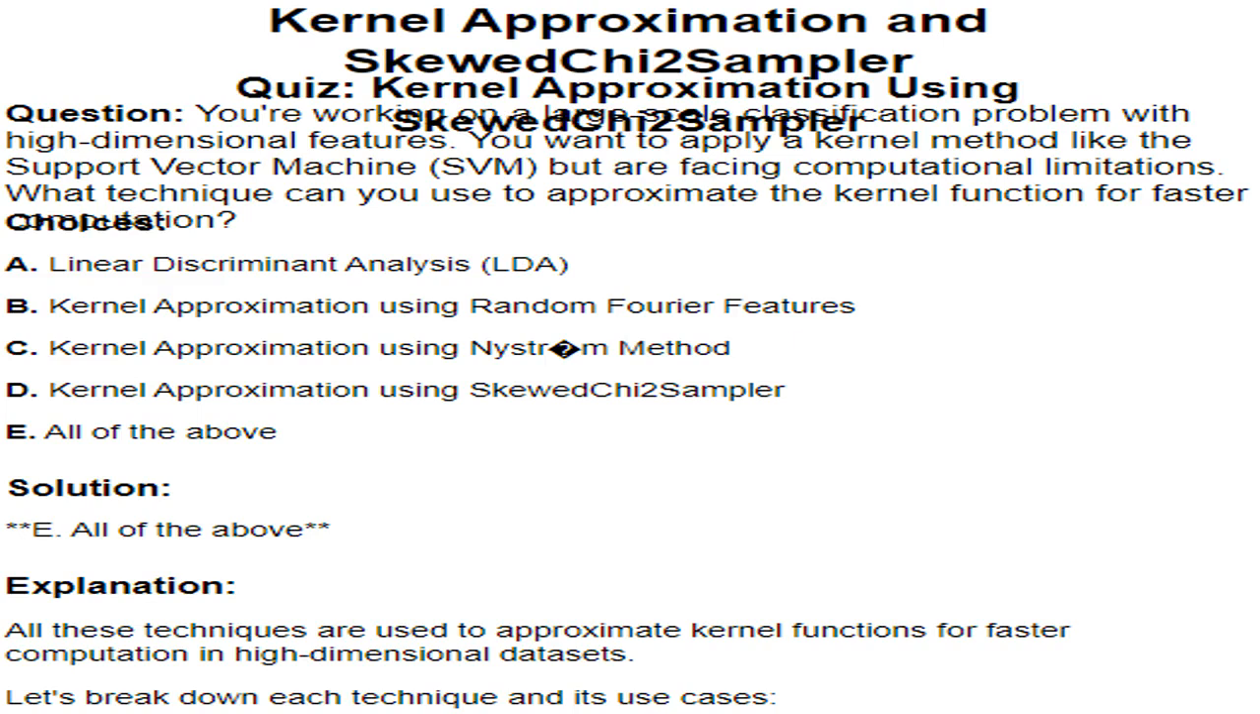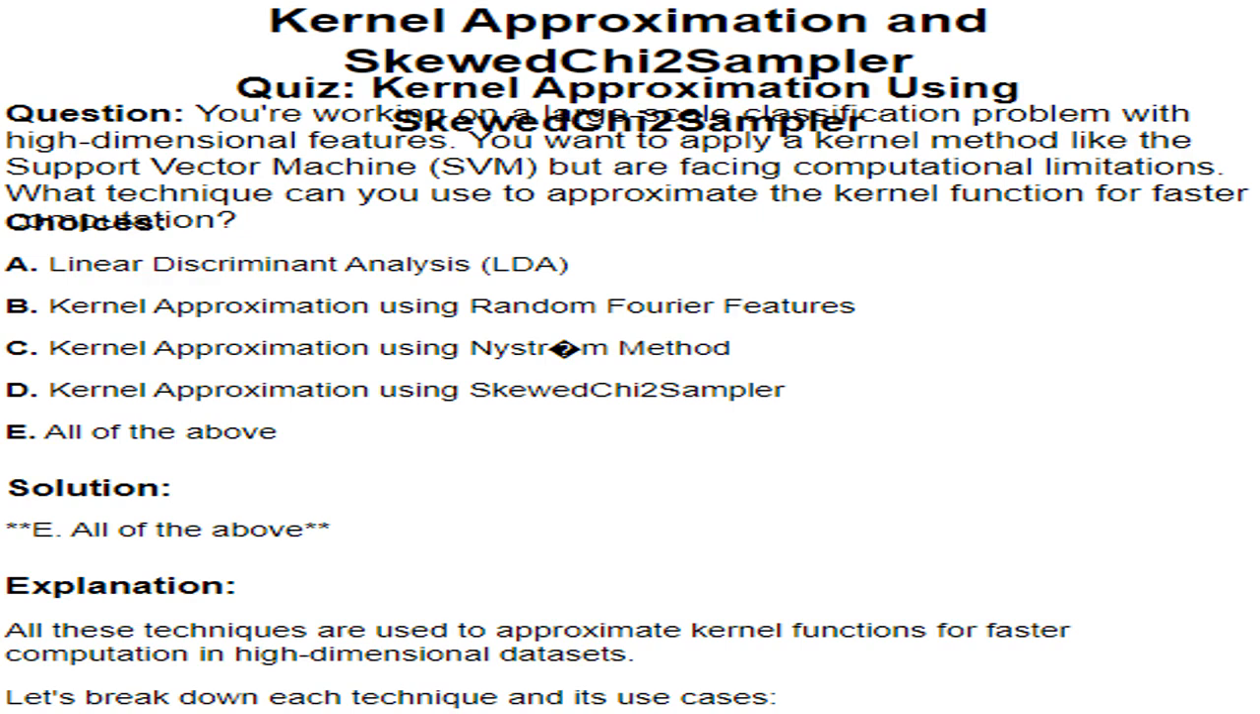D. Kernel approximation using skewed Chi2 sampler. Correct. The skewed Chi2 sampler is specifically designed for approximating the chi-squared kernel, which is a popular kernel for text and document analysis. It generates random projections from a skewed chi-squared distribution, leading to a faster computation of the kernel.